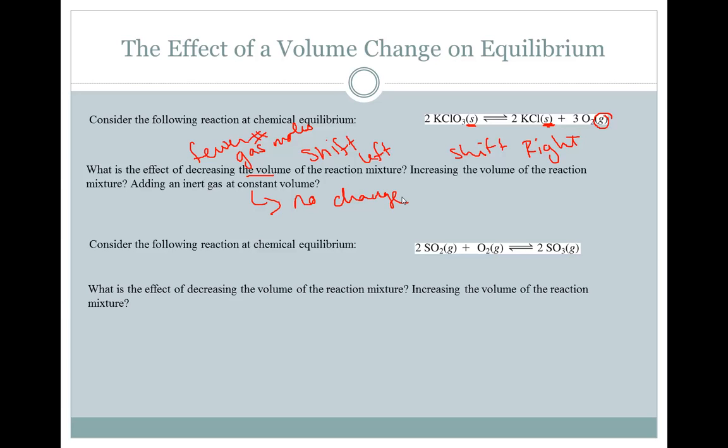Okay, let's do one more set. What is the effect of decreasing the volume? So let's look at our gases. Gas here, here, and here. All three of them are gases. So we have 2 for SO2 and 1 for O2, so we have a total of 3 on the left. We only have SO3 on the right, so we only have 2 on the right. If we decrease the volume, we want to go to the side with fewer moles of gas, which would be on the right-hand side.